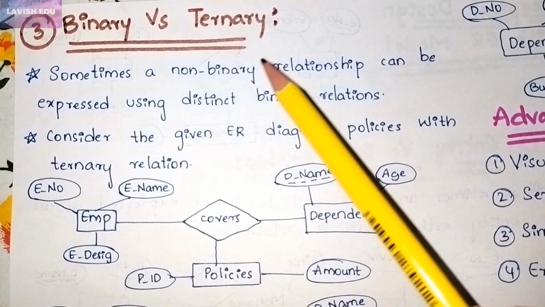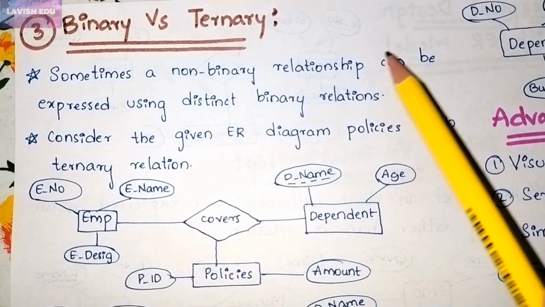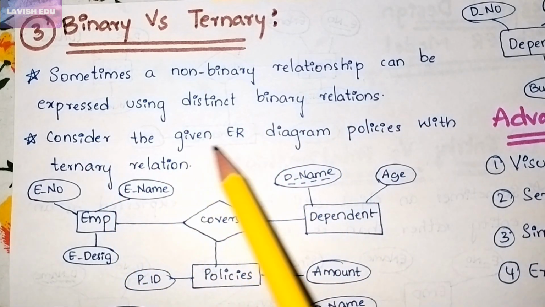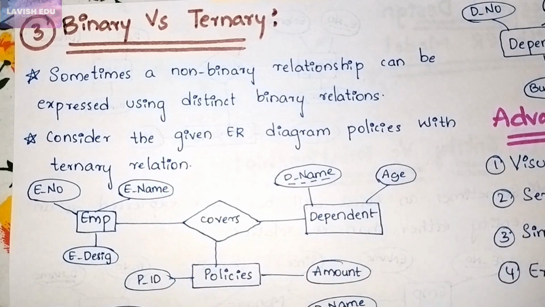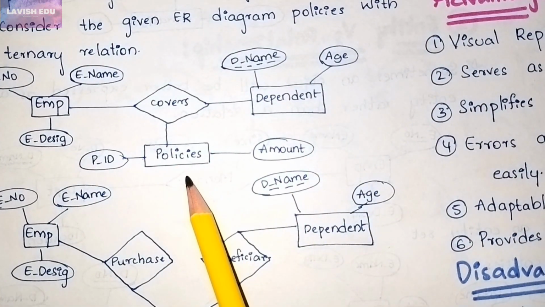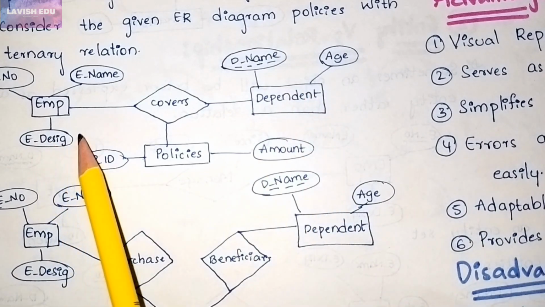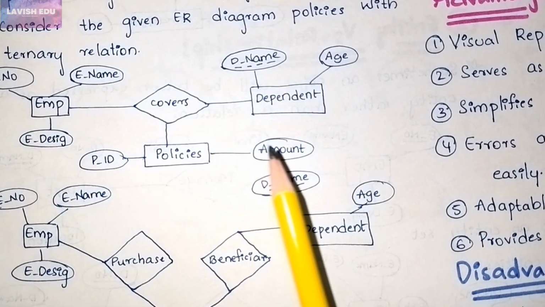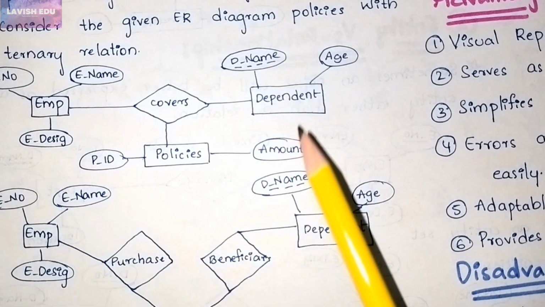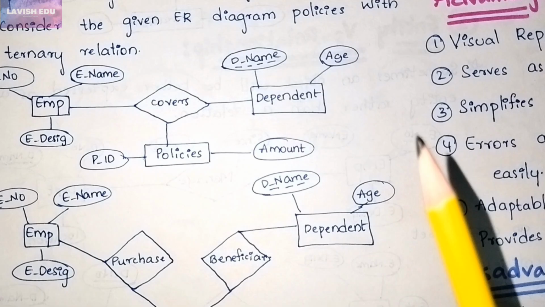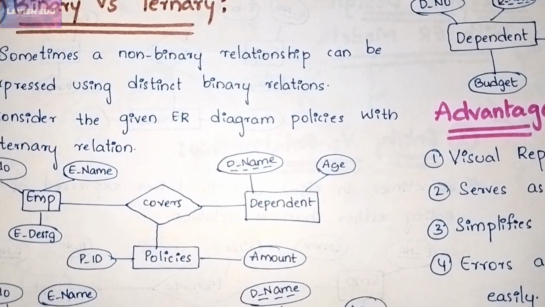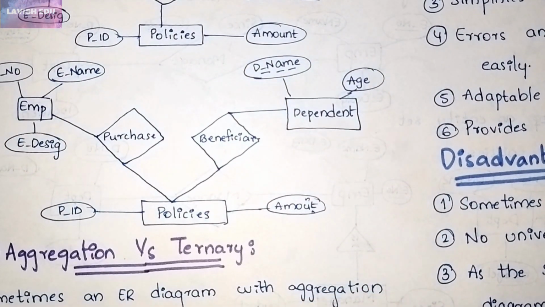Next we have binary versus ternary. Sometimes a non-binary relationship can be expressed using distinct binary relationships. Consider the given ER diagram policies with the ternary relationship. Here in the example below, employee, dependent and policies are the three entities that we can see, and here we are forming a relationship that is covers. As there are three entities, this can be termed a ternary relationship. In this definition we can observe that a non-binary relationship can be expressed by distinct binary relations.